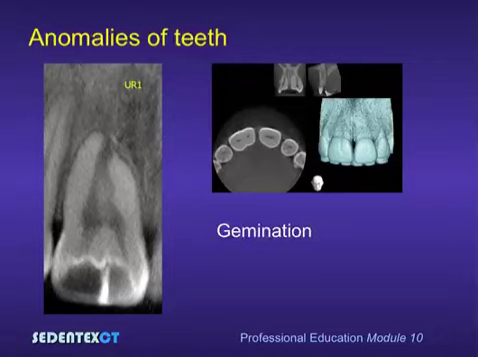Another anomaly, which is shown particularly well here by cone beam CT, is a gemination. This is where a tooth attempts to divide to form two separate teeth, but does so incompletely.